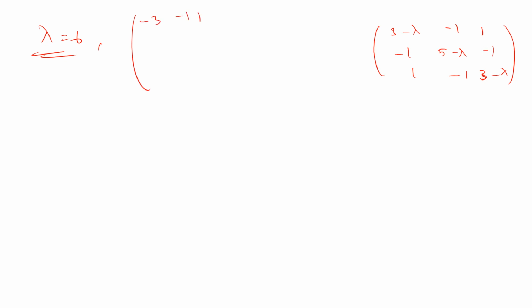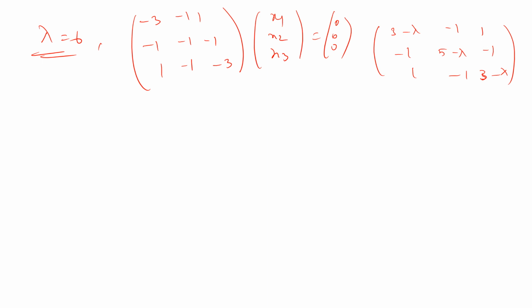Okay, next we should evaluate for lambda equal to 6. So the matrix is 3 minus lambda, minus 1, 1; minus 1, 5 minus lambda, minus 1; 1, minus 1, 3 minus lambda. When lambda equals 6, this becomes minus 3, minus 1, 1; minus 1, 5 minus 6 is minus 1, minus 1; and then 1, minus 1, minus 3, into x1, x2, x3 equal to 0 0 0.